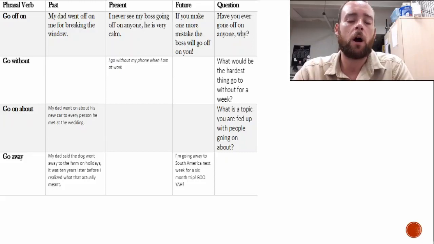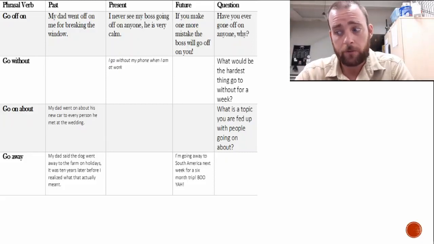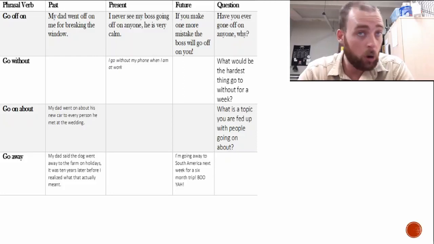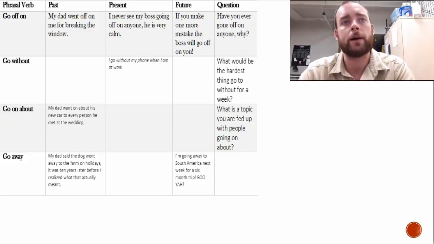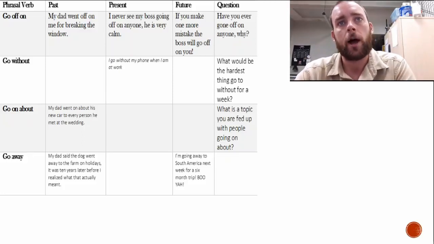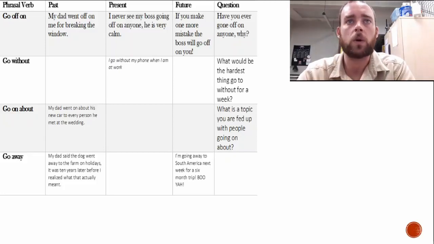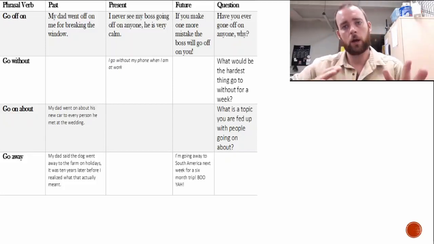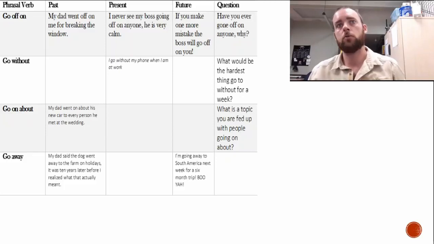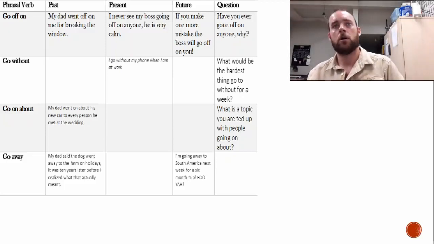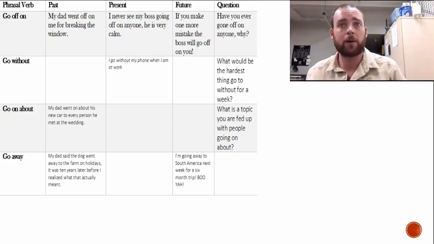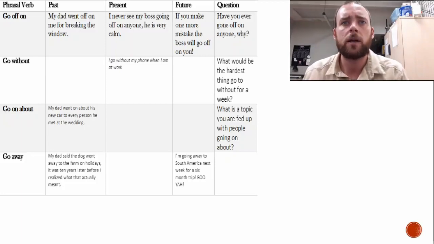Can you think of a sentence in the past with go without? Now the verb go is irregular, so we don't say I goed without, we say I went without. Okay? To go on about in the future. How can you make a sentence with go on about? You'll have to put will go on about, going to go on about, or you could even use the present continuous.